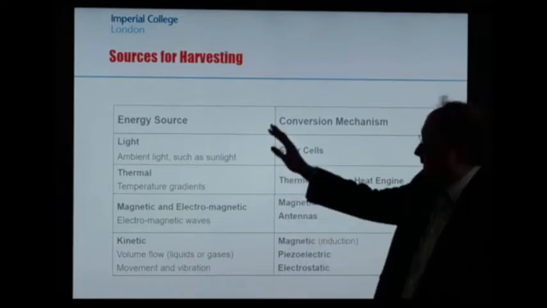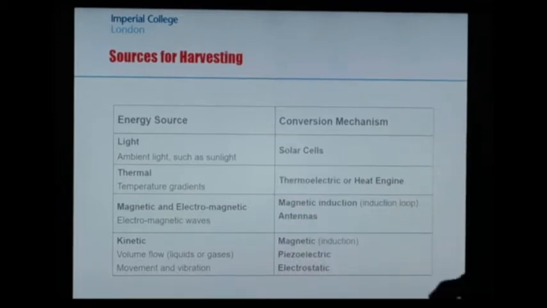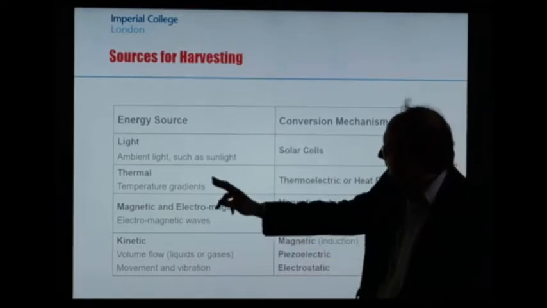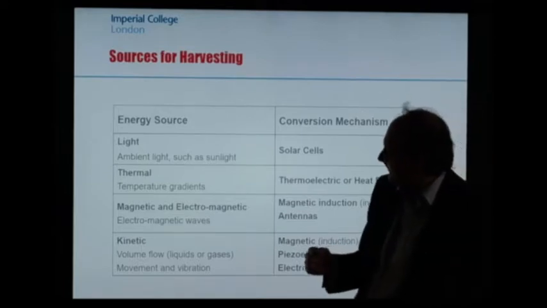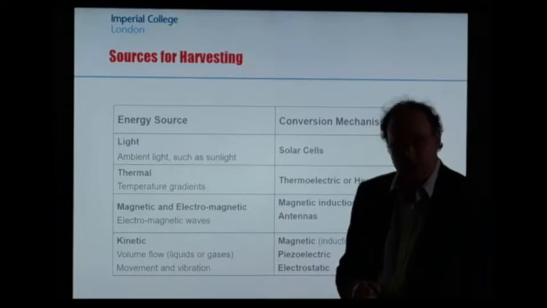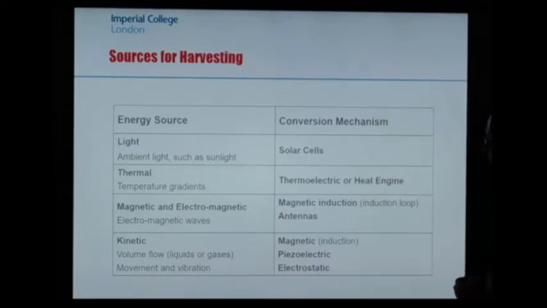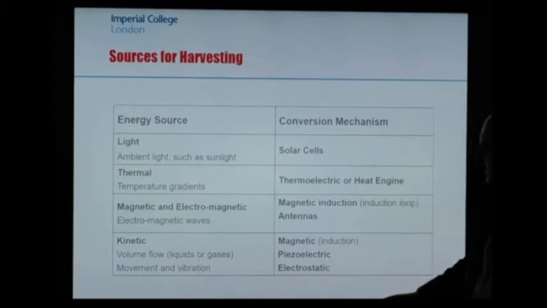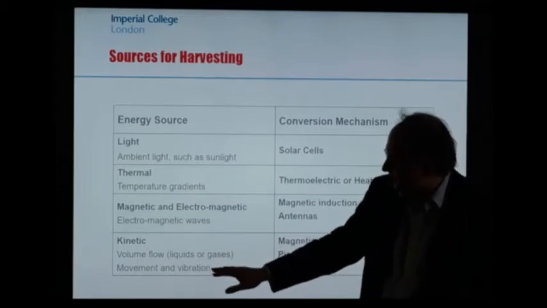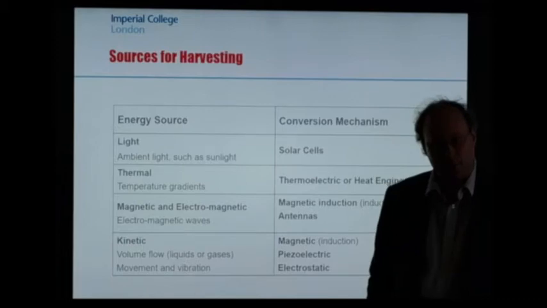But lots of people have looked at all these different options. Of course, light, solar cells, thermal with temperature gradients and thermoelectric devices, or some of the heat engines that we saw the other day, the Stirling engine, for instance. Harvesting ambient radiation, magnetic or electromagnetic radiation through induction or through far field radiation is something that people also look at in detail. And then in kinetic, really we're talking, of course, in this project about movement and vibration.